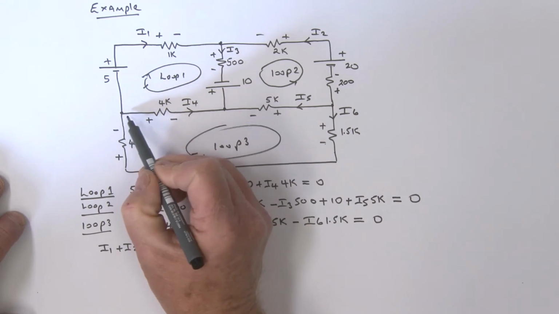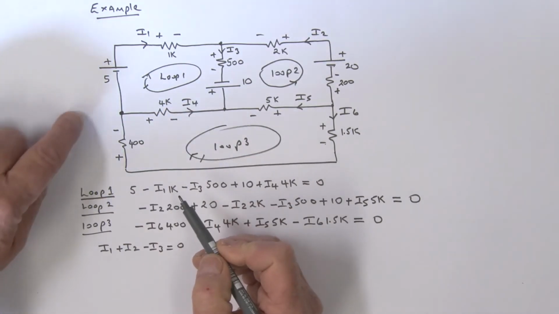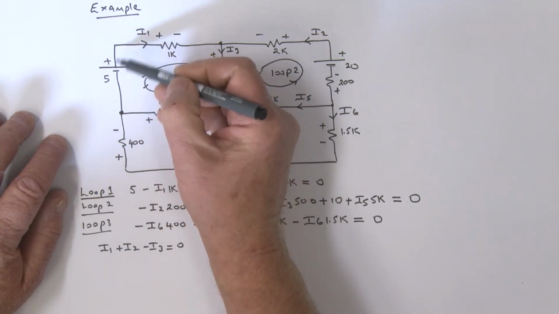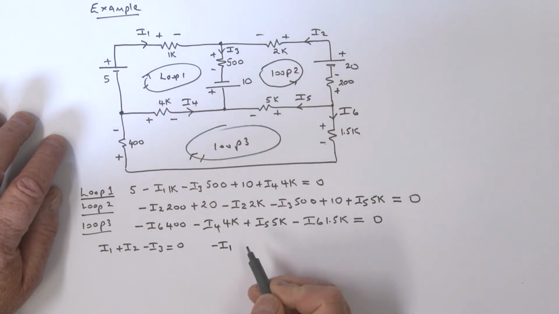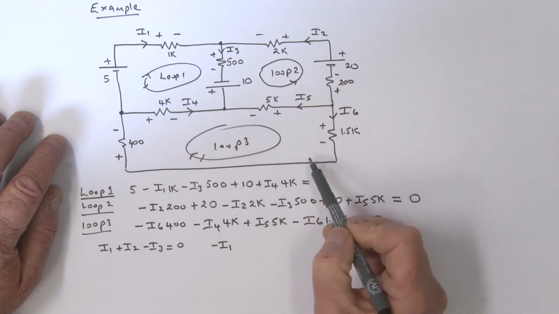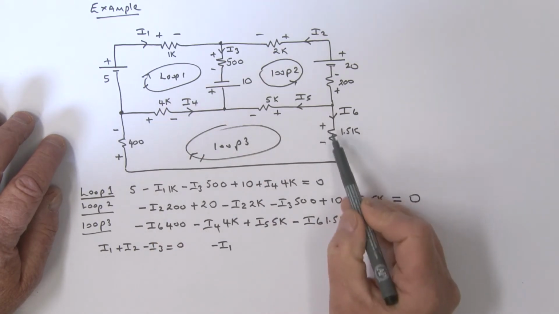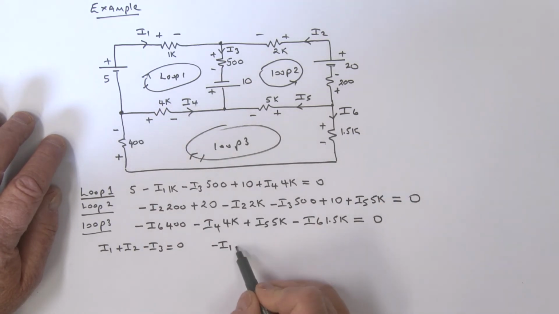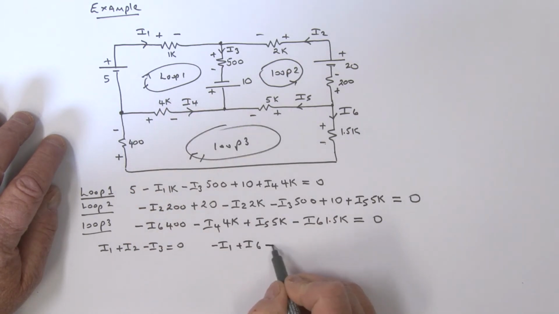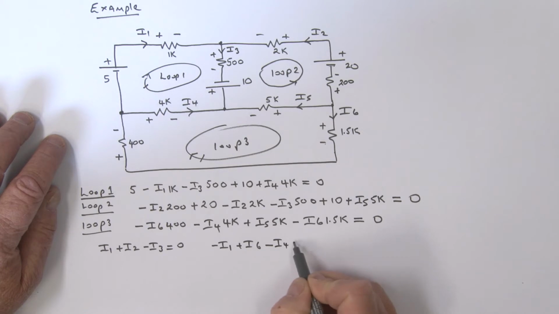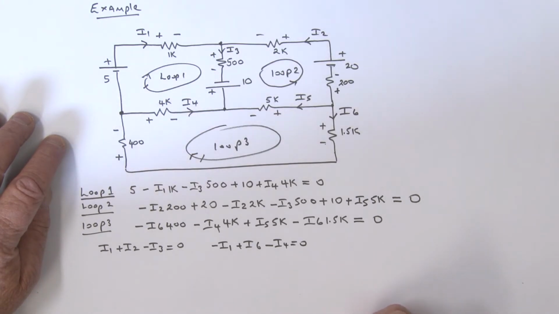Another node equation could be this one here. Let's just write that down. Going out, we've got I1, so that's a minus I1 because it's going out. Coming into that node, we've got an I6 coming in, so that's a plus I6. And then also going out is an I4, so that's a minus I4 is equal to 0.